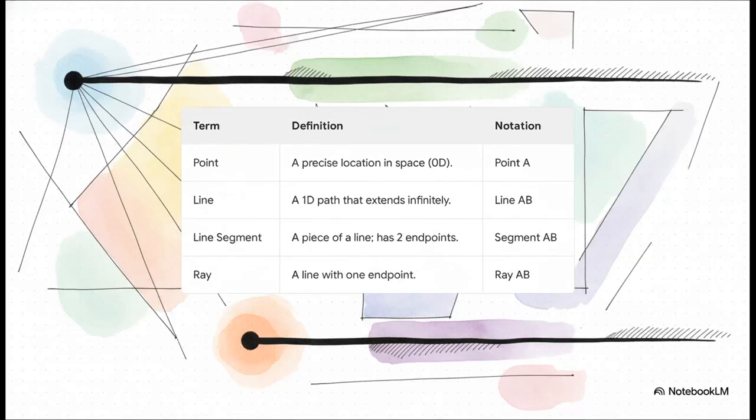Okay, this is where it all starts to click. First, you have a point. It's just a location, 0 dimensions, like a single star in the sky. If you stretch that point in opposite directions forever, you get a line. Now, if you just chop out a piece of that line, you get a line segment, which has two distinct endpoints, kind of like the edge of your desk. But the one we really need to focus on for what's coming up is the ray. It has one endpoint and then extends forever in just one direction, just like a beam from a flashlight.